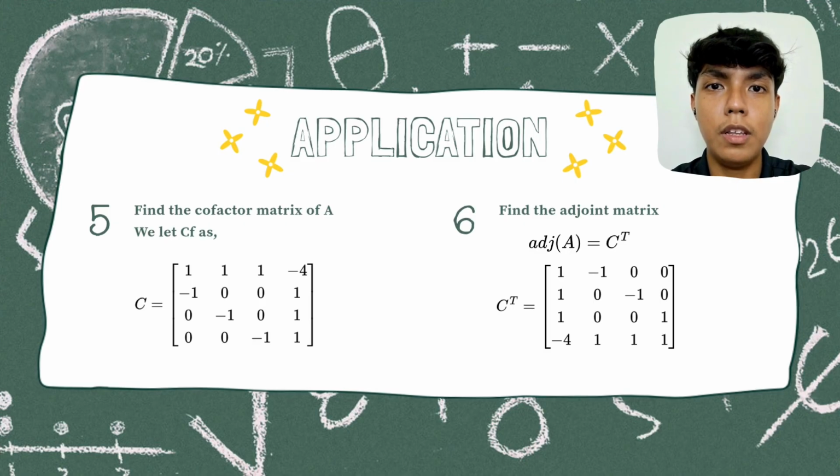After that, we need to find cofactor matrix of A. Since our matrix is 4x4, the manual calculation requires 16 cofactors in total. Instead of doing it manually, we let the cofactor matrix as shown.